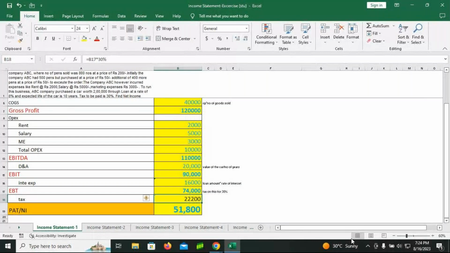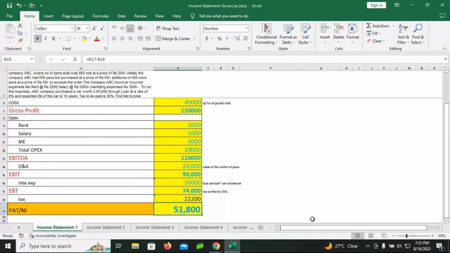So before I remove the tax, this is the earning I have got after spending on operating expenses, depreciation and interest. On the remaining amount, I am going to pay tax, and tax is calculated at 30%. So my tax amount is 22,200. Now, on that remaining amount, I have deducted the tax amount also. After that, the amount left with me is 51,800 rupees. This is my net income after all the expenses, depreciation, interest and tax.